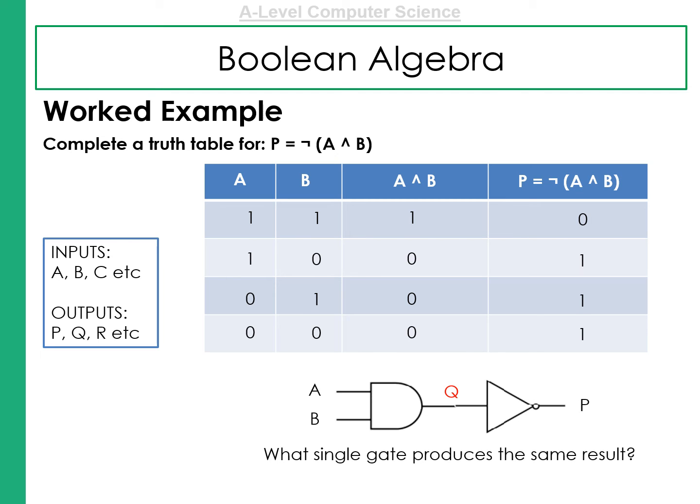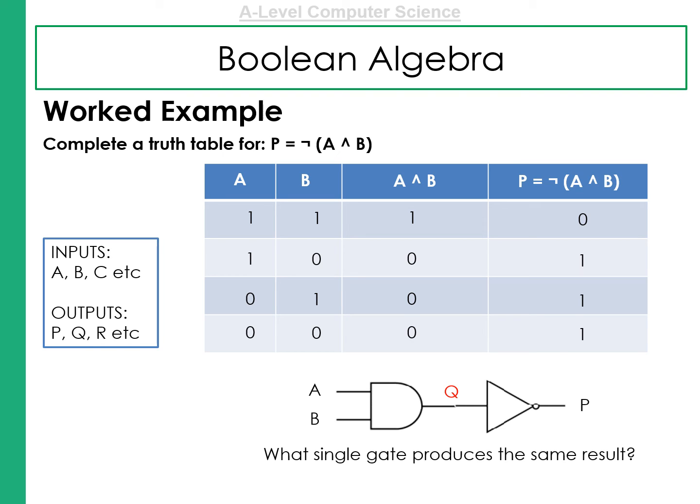So here's an example. We've got a truth table here for P equals NOT (A AND B). Now this is like a NAND gate, and you should recognise this from a NAND gate as well. So you can see in our truth table we have two inputs, A and B. We then have our output P.